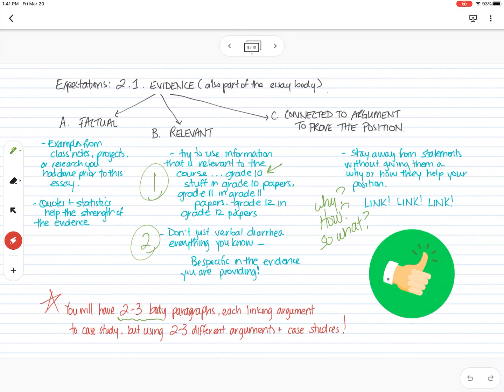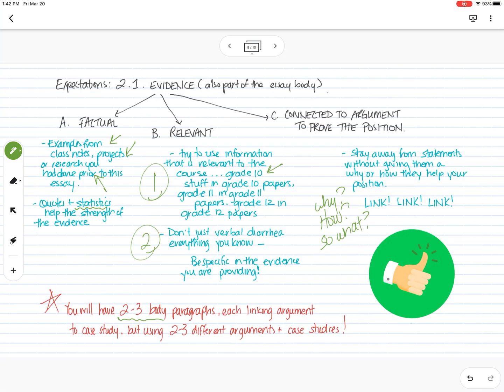In terms of factual, we are looking for, can you provide examples? Can you provide evidence that comes from class notes, that comes from projects that you've developed, or even research that you've had to do not only in the class, but in other social studies classes as well? So can you provide something that is true? We typically rely on things like quotes, things like statistics, in order to help the strength of that evidence.